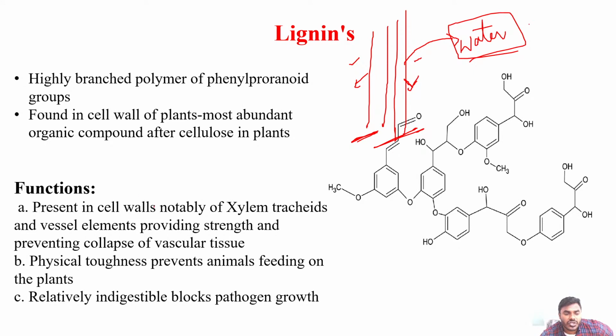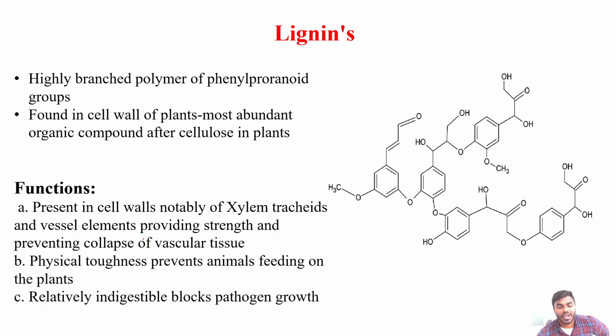If they want to be stronger, please listen to me, they will require lignin. So pay attention. Lignin is present in the cell walls, notably of xylem tracheids and vessel elements, providing strength and preventing the collapse of vascular tissue. Never ever forget that.